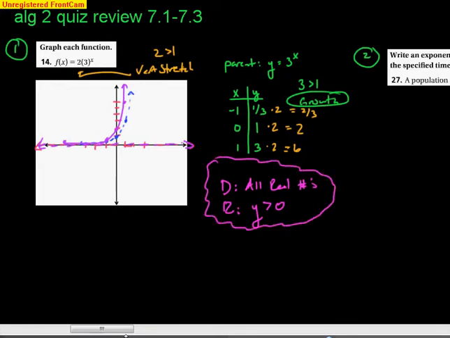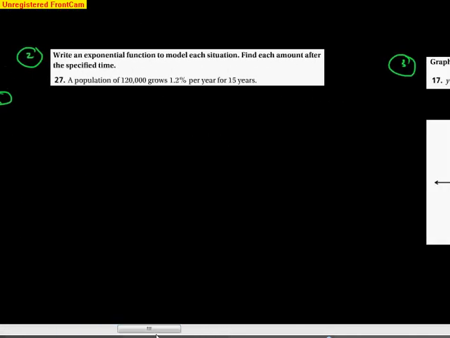Okay. Next, write an exponential function to model the situation. Find each amount after the specified time. So a population of 120,000 grows 1.2% per year for 15 years. So this is growth. So growth is this formula: A equals P times 1 plus R to the T. That's what we're looking for.